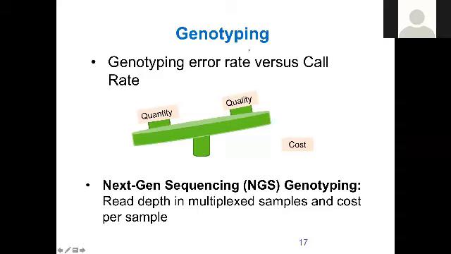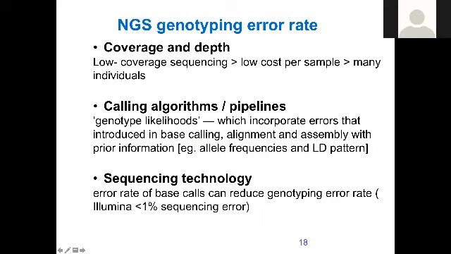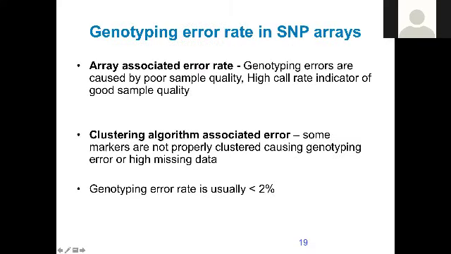When it comes to genotyping error rate, it's always a trade-off. One reason next-gen sequencing type markers like GBS were popular initially versus SNP arrays is that they are cheaper. And we can control the NGS genotyping error rate by changing the coverage and depth, and the error also depends upon the calling algorithms, pipelines, and the sequencing technologies themselves. In contrast, with SNP arrays, each array has some associated error rate, and the clustering algorithm adds some error rate.